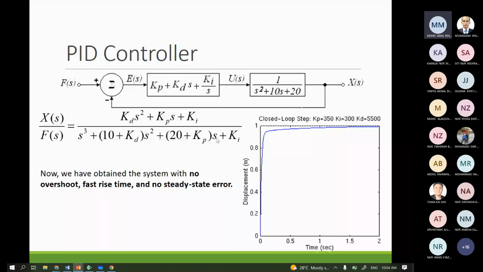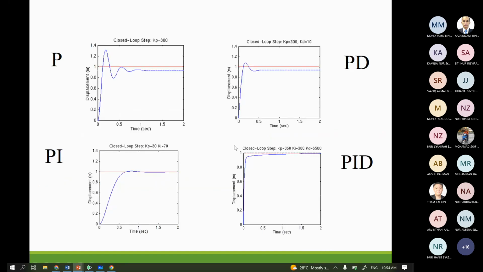Lastly, we add all of the controllers at the same time: Kp, Kd, and also Ki. When we add all of these together, we can see that the system has no overshoot, has a faster rise time, and has no steady state error. So each of the controllers has its own effect, like P, PD, PI, and PID. Depending on your needs, you can choose a suitable controller to suit your system requirement.